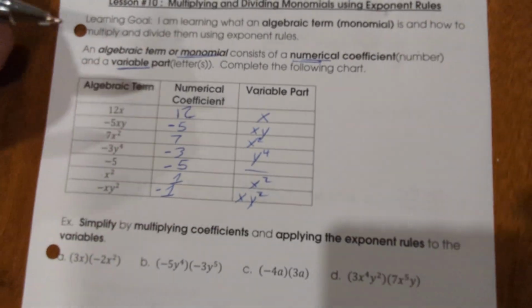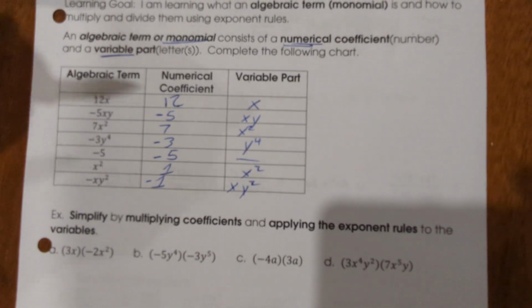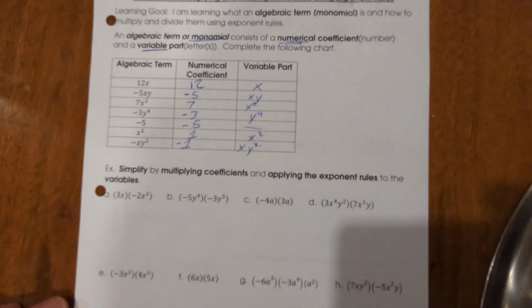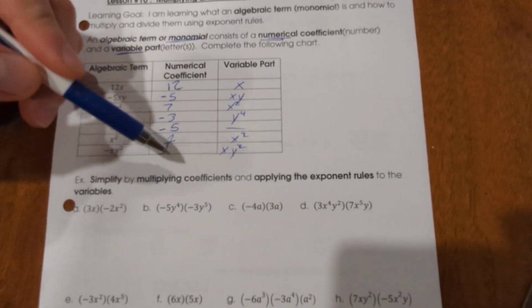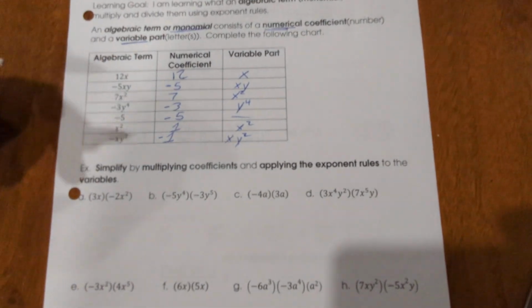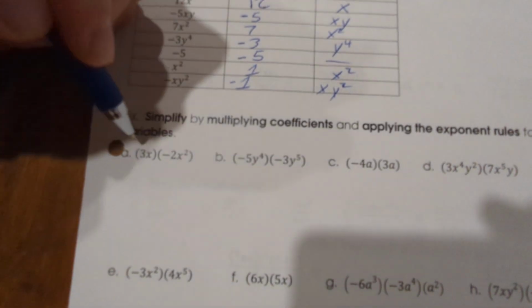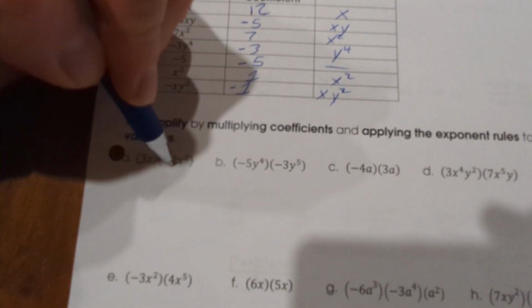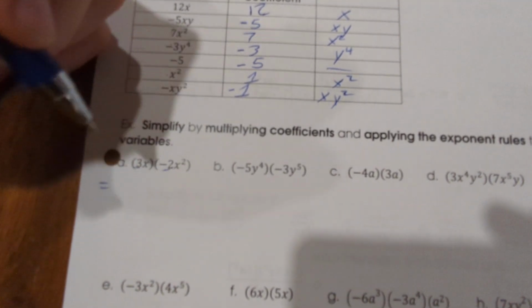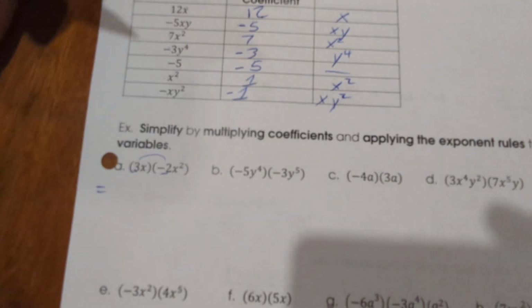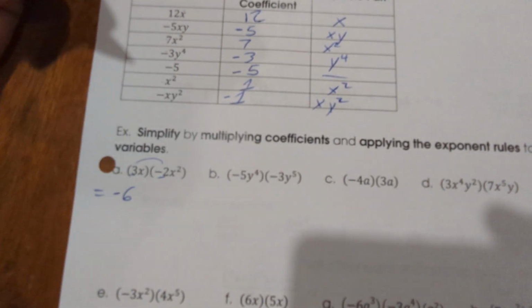And when we multiply and divide these, we want to do this in our head and think of them separately. You'll see what I mean in this example. It tells us to simplify by multiplying coefficients and applying exponent rules to the variables. So if you look at your numbers in front, the 3 and the -2, this is just regular multiplication. So we do 3 times -2, which would be -6.